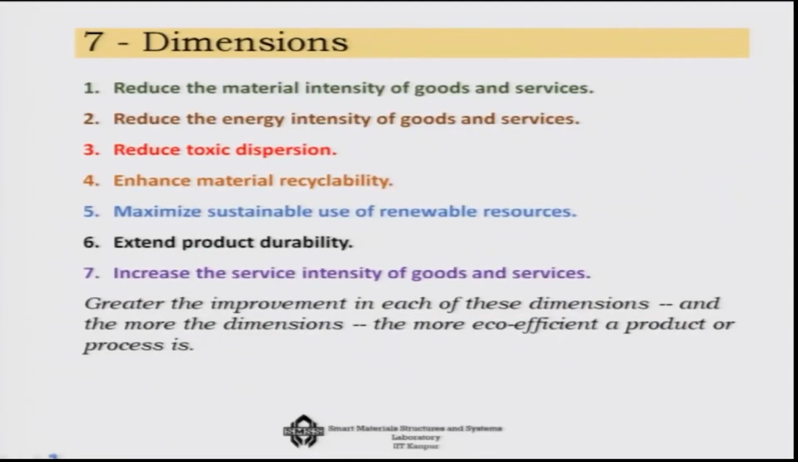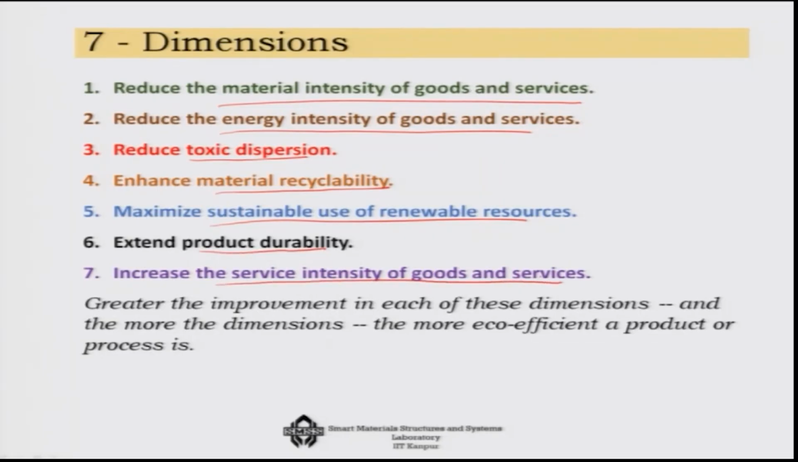There are 7 dimensions of eco-efficiency. One is to reduce the material intensity of goods and services, then reduce the energy intensity of goods and services, then reduce the toxic dispersion, enhance the material recyclability, all are very simple, so I am not explaining them. Maximize sustainable use of renewable sources, extend the product durability, increase the service intensity of goods and services. That means increase the life of the material.